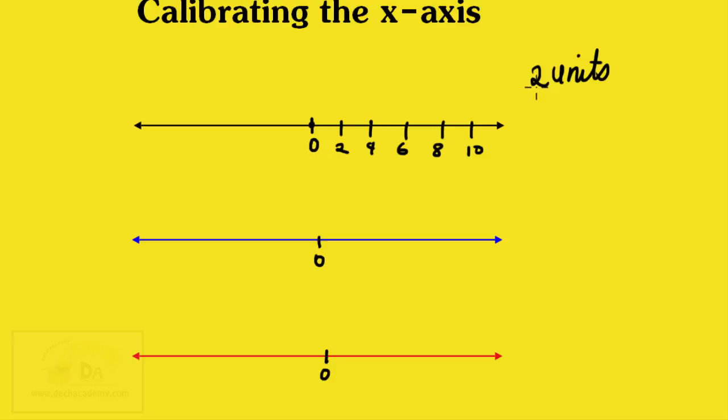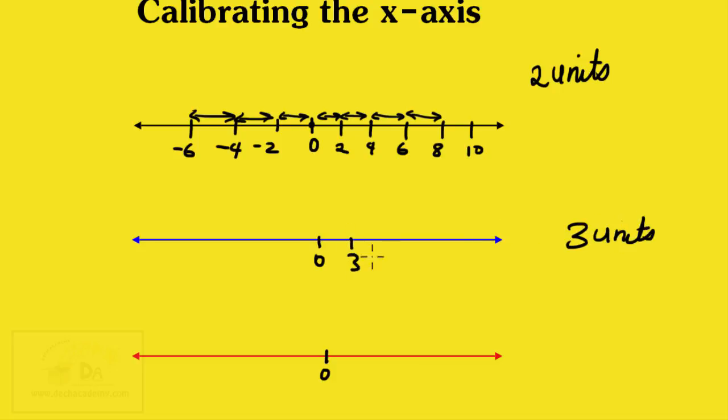We're using an interval of 2. So values are going to decrease by 2. 0 minus 2, minus 2, minus 4, minus 6, and so on. All these intervals have a value of 2 units. You will be doing this on graph paper, and you have done it already in your junior secondary school, so this is just revision. I'm going to calibrate the next one with an interval of 3 units.